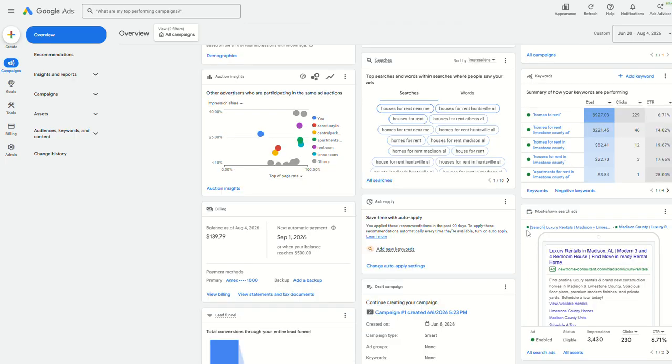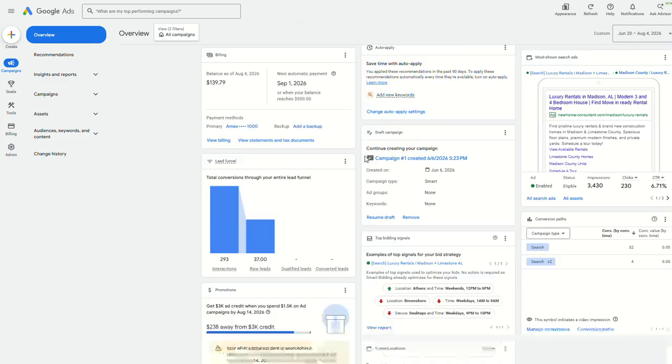Now, why does search intent matter? This is exactly why I like Google Search for lead generation. You are not necessarily interrupting somebody. You are showing up when they already have a problem or need. Someone searches for homes to rent, your ad appears, they click, and if the landing page matches exactly what they were searching for, you have an opportunity to turn that intent into a lead.